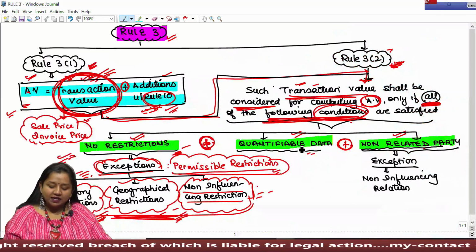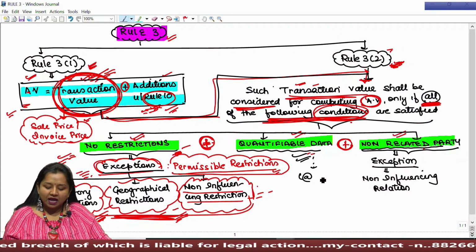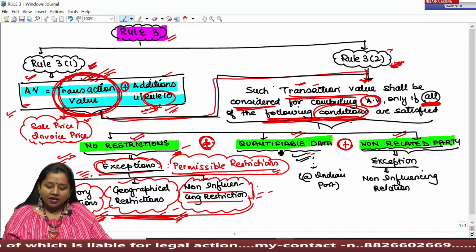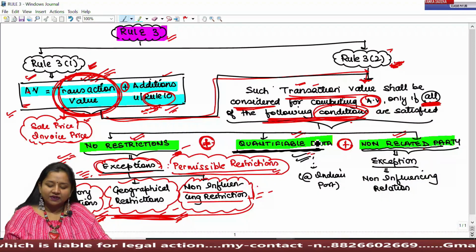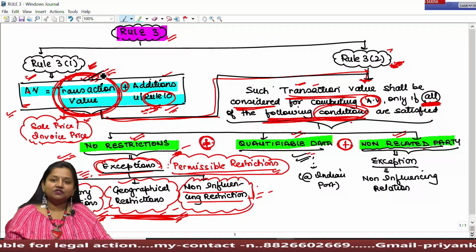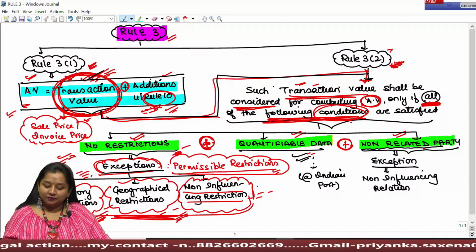So, according to the second condition, the information must be quantifiable at the Indian port where duty has to be computed. If this condition does not get satisfied, then Rule 3 cannot be applied, wherein the transaction value shall not be considered for determining assessable value.